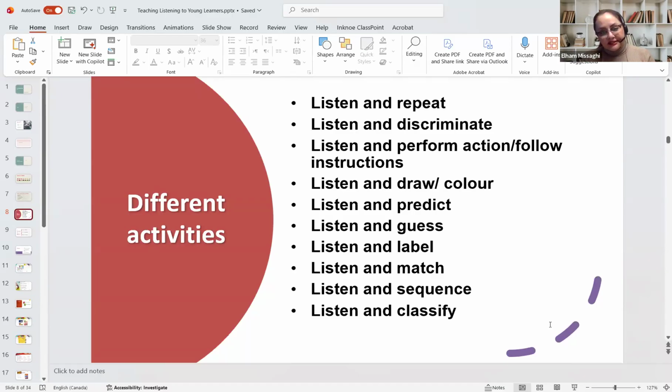Predict what happened next. Guess what the answer is. Labeling, right? Like you put some pictures around and say, okay, I want you to listen and label. Or match it with the different characters.